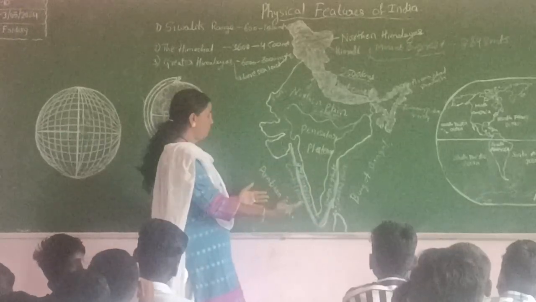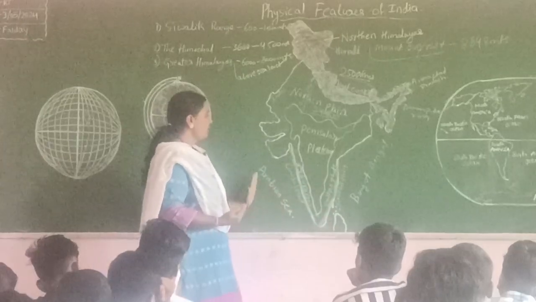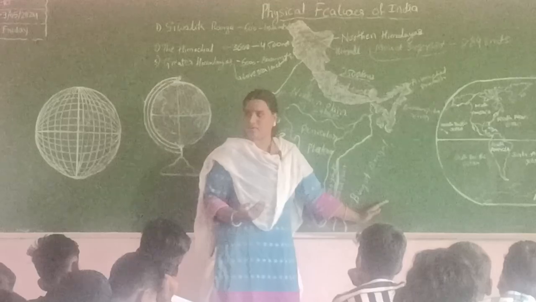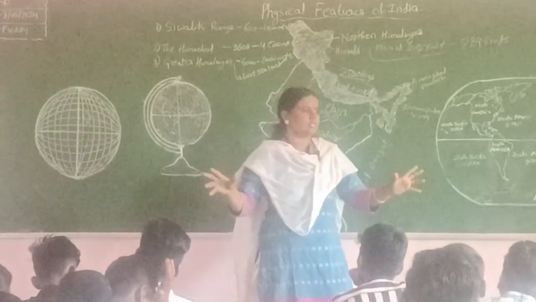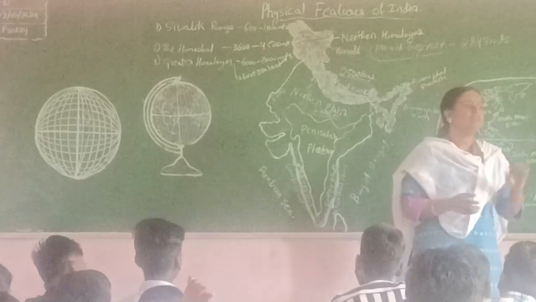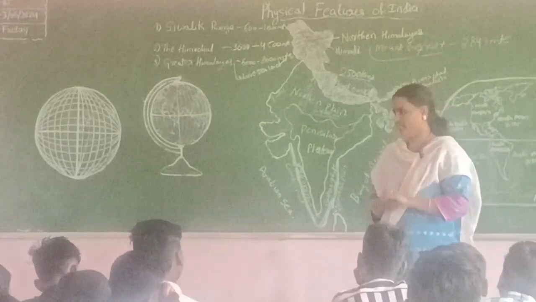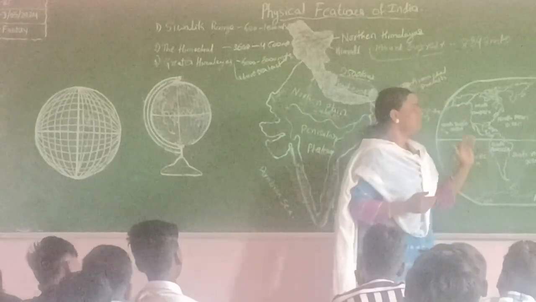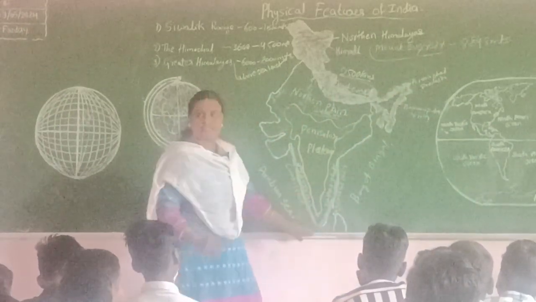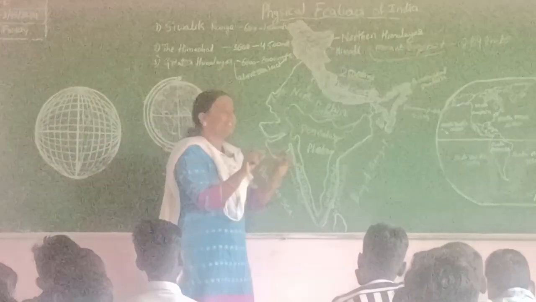Apart from these physical divisions, here we can see the Arabian Sea on the west side and the Bay of Bengal on the east side. With all these structures, our Indian country is also called a subcontinent. It starts from 8 degrees 4 minutes north latitude.